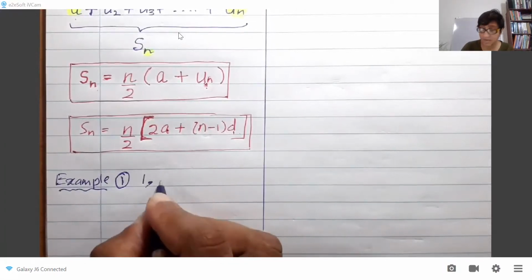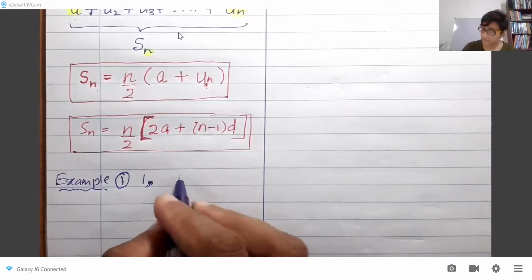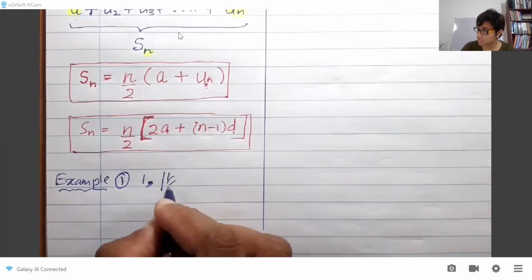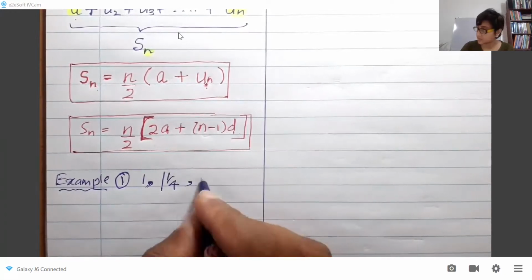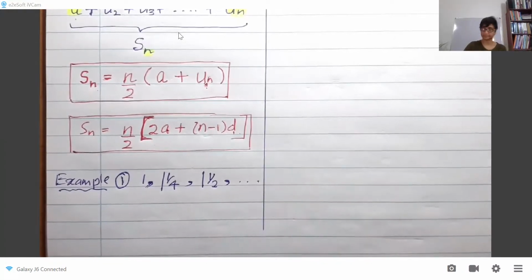1, I'm giving you the sequence: 1, 1 1/4, 1 1/2, and so on. Find the sum of the first 20 terms of this sequence. So 1 plus 1 1/4 plus 1 1/2 plus up to the 20th term. What's the total? How do we do this?